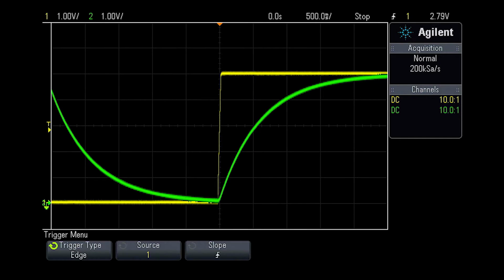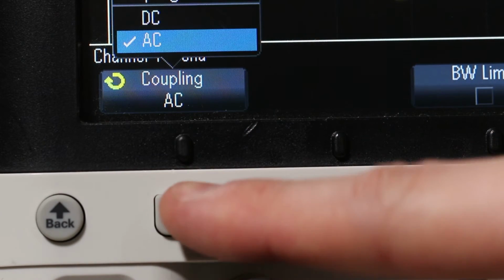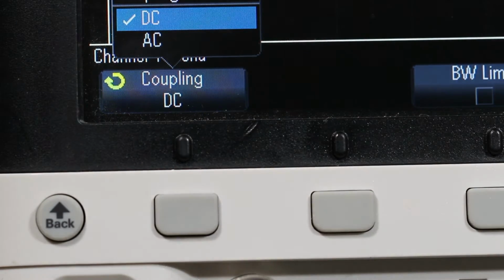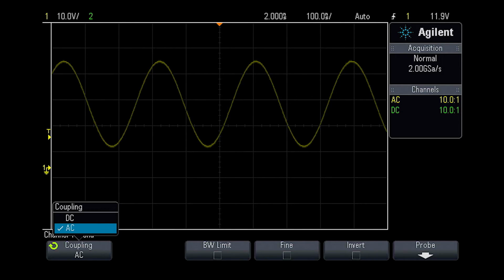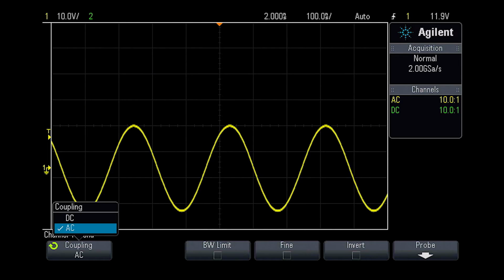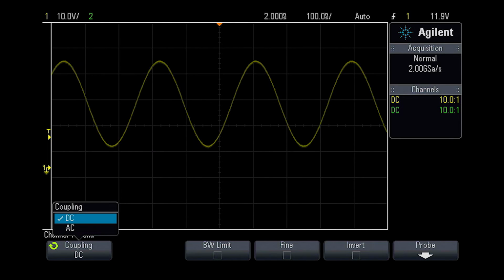Another feature common to oscilloscopes is called coupling. AC coupling removes any DC component from the signal so that only the AC component is measured. Direct coupling, DC, shows both AC and DC components.